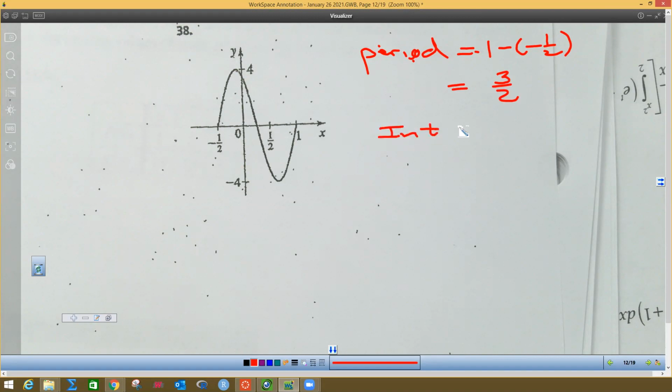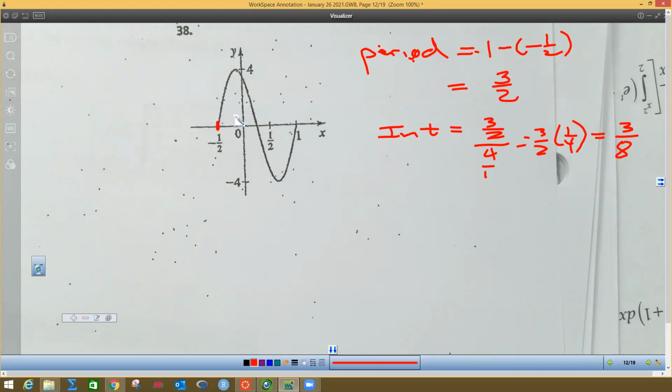My tick marks, I'm going to get my intervals on here. My intervals are going to be the period divided by 4, which is the period times 1/4, which means my tick marks are going to be 3/8 apart. 3/8 apart. Do we have a question yet? Okay, so my first tick mark is this 0 right here. I'm going to start there.